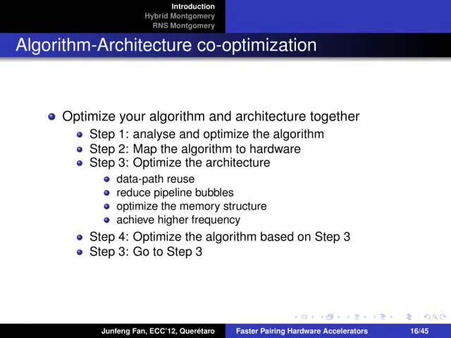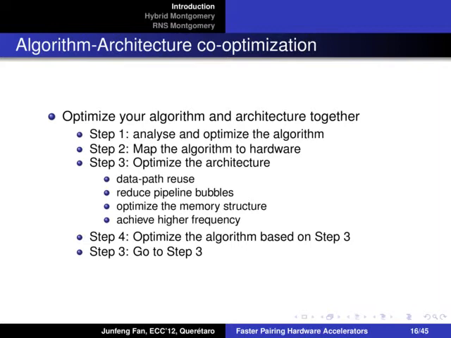Okay. So how do we optimize our implementation? Yeah, so I think it's very important that you do algorithm and architecture co-optimization. So you start from the algorithm you have, you analyze and optimize your algorithm, and you map it to hardware, to some certain architecture. And then you analyze the architecture, right? You see, can we reuse some of this data path?